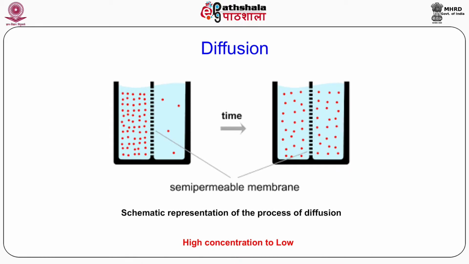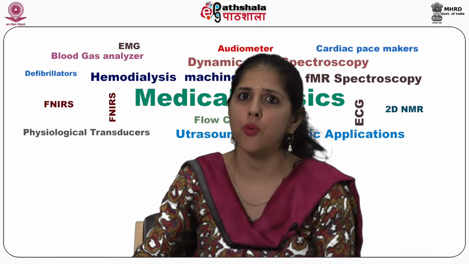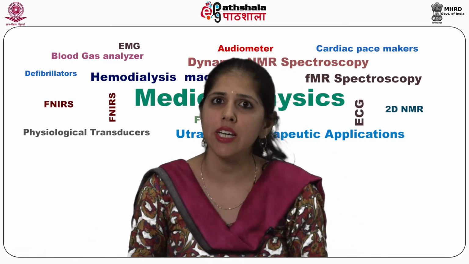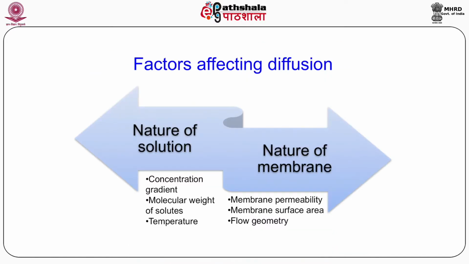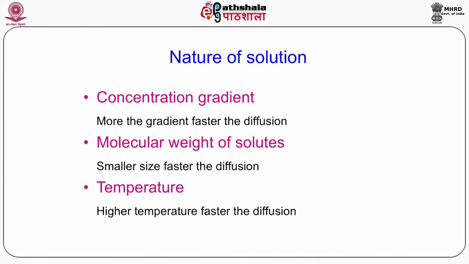So as you see in panel B of this picture, the two compartments have reached an equilibrium and the process of diffusion has stopped. So what are the factors which affect this process of diffusion? Now as we see, this process of diffusion is determined by two things. One is the nature of the solution we are using and the other is the nature of the membrane. We will be discussing both of them in detail, going on to how these two things affect the process of diffusion. So if you look at the nature of the solution, there are three things that we need to remember.